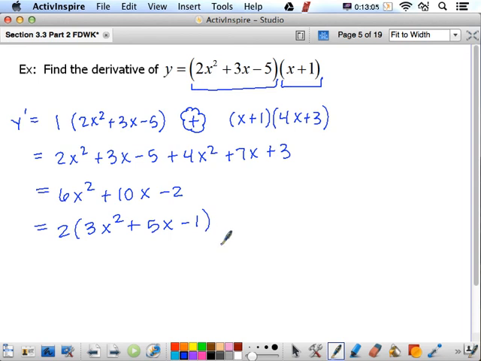And we could try to factor that again, but I think we'll see that nothing's going to multiply to negative 3 but add to 5, right? So we're done. So there's our answer. And so that's a pretty good introduction to the product rule.